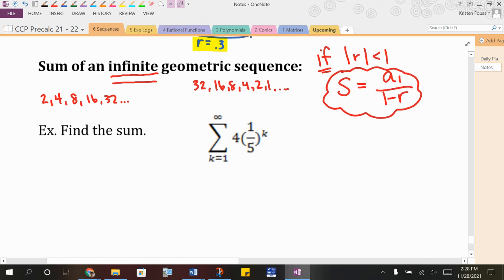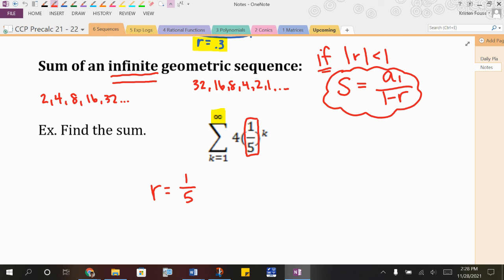So let's go ahead and do this last one. I'd like to find the sum. I can tell that it's infinite because there's an infinity sign here. So I need to check to see if I can find a sum. I want to check my r value. Remember, we said r is the number that's being raised to the power. So r is 1/5. Is that number less than 1? It sure is. So that means we can go ahead and find our sum.